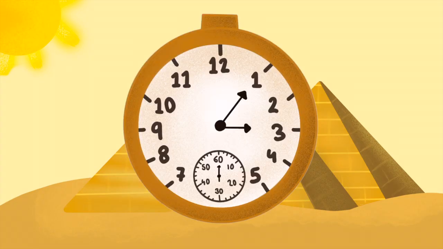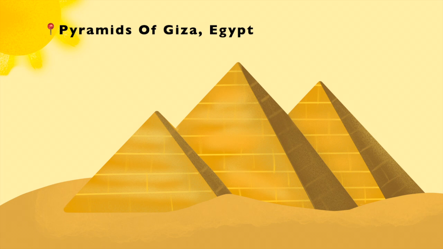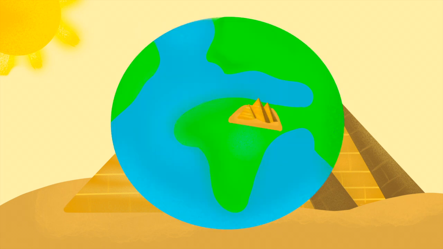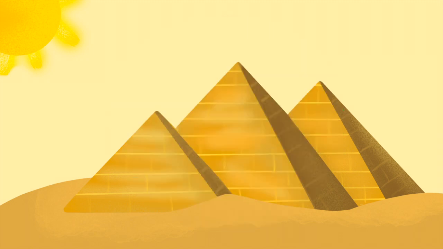Did you know that time slows down near the Egyptian pyramids in Giza? This is because of how massive they are. In fact, they are among the most giant structures on Earth. However, the effects are barely noticeable.